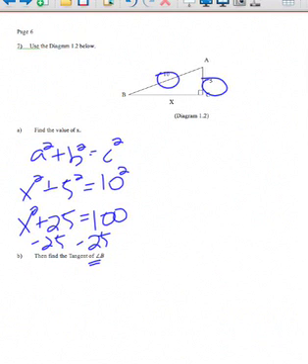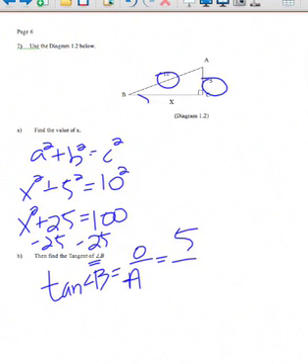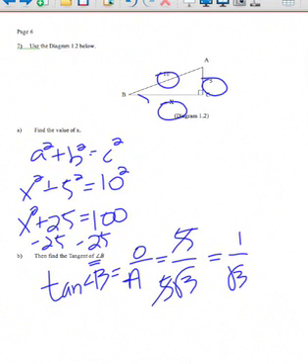So finding the tangent of angle B, tangent is going to be the opposite over the adjacent. And in this case, the opposite of B is going to be 5. And the adjacent, which is x, which we just found, is 5 rad 3. So we would simplify this. These cancel. You're left with 1 over rad 3. We have to rationalize this.